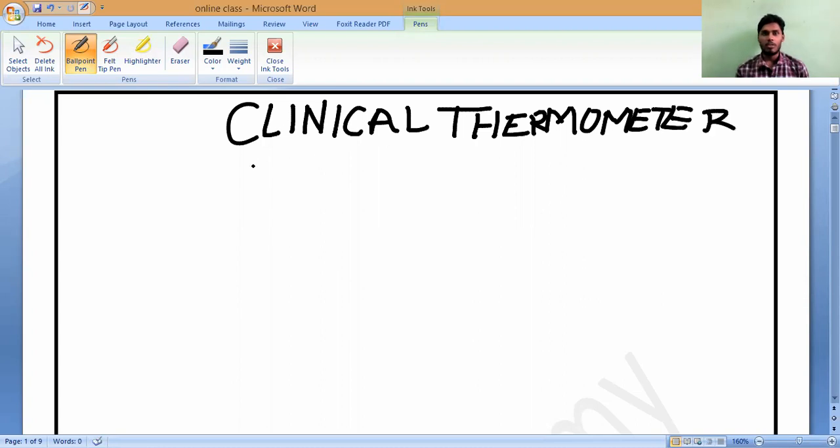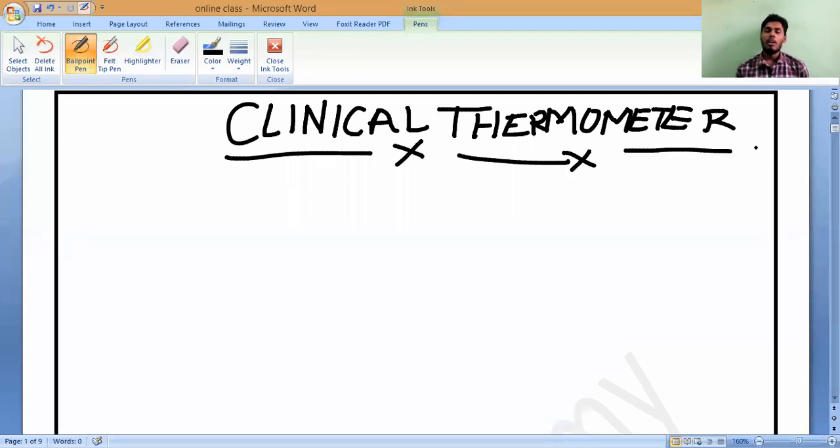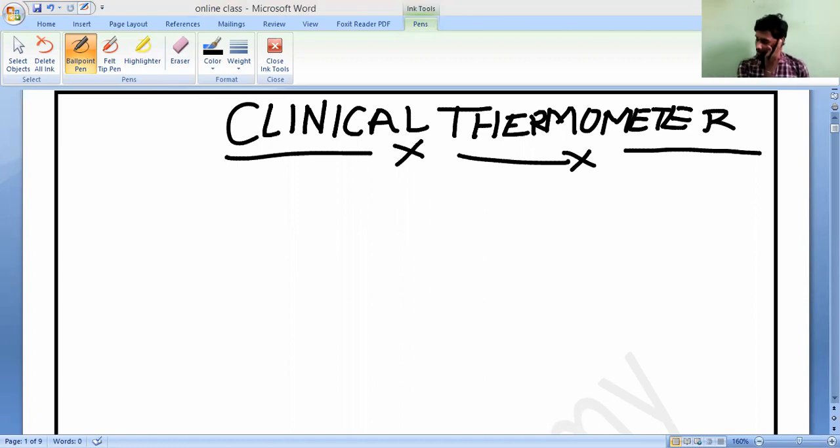So this is what we are going to study in today's class: what a clinical thermometer is, how we can measure temperature with it, and what the minimum and maximum range of the clinical thermometer is. Remember, as I told you last class, we use this clinical thermometer for measuring the temperature of our human body.